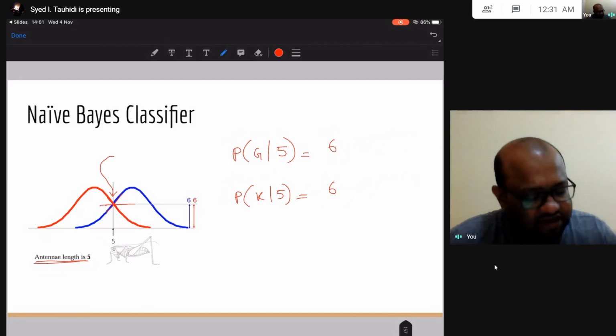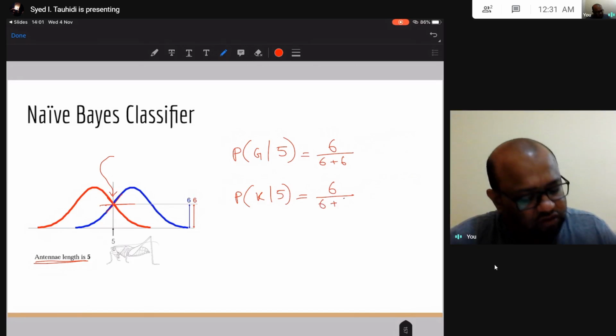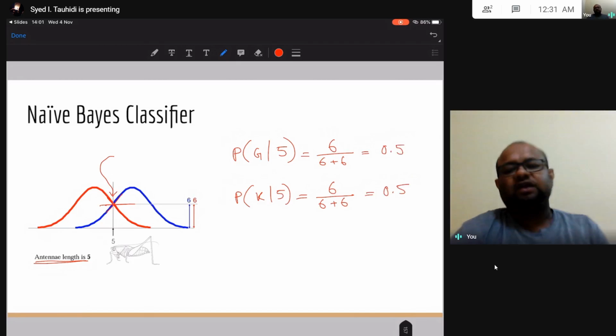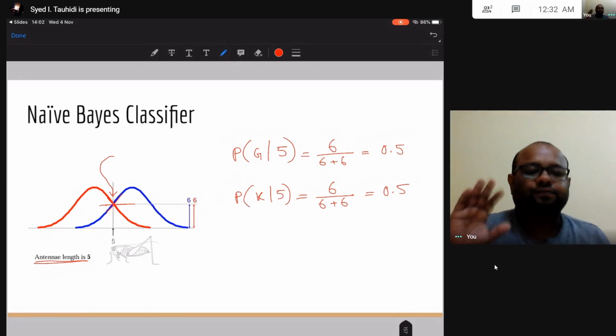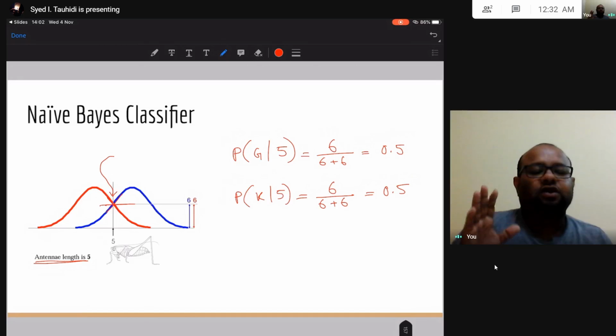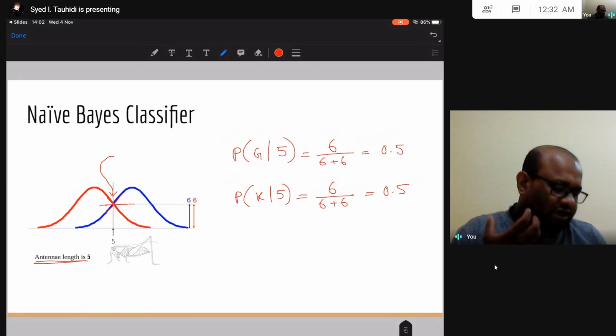6 plus 6 once again is not equal to 1, and my total probability has to be 1. So I normalize it and I get 0.5 and 0.5. So right now I am 50% sure that my insect is a grasshopper, and I am 50% sure that my insect is a katydid. So now I have a dilemma. If someone asks me to classify, I am not sure anymore.